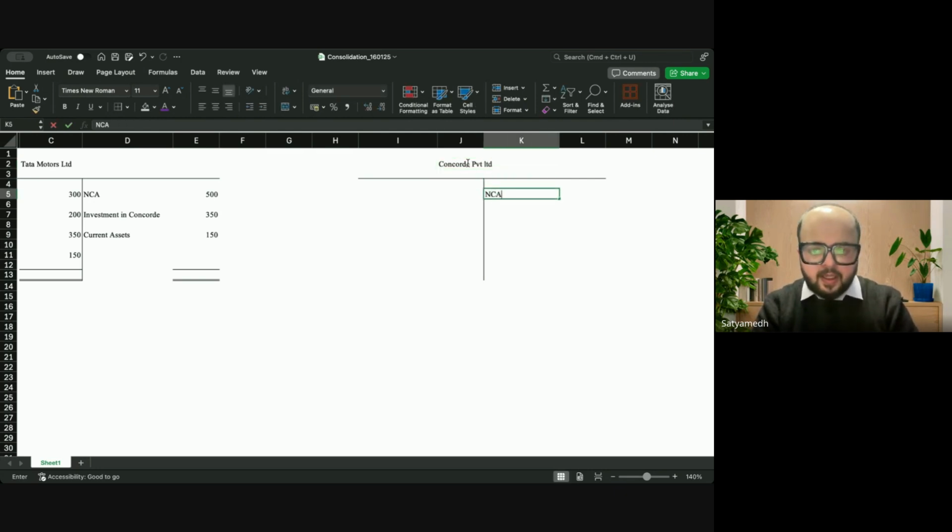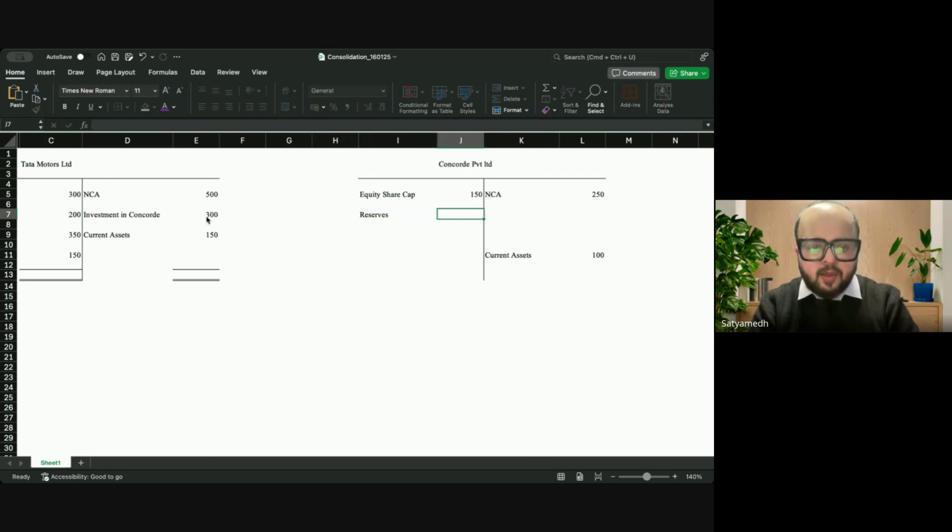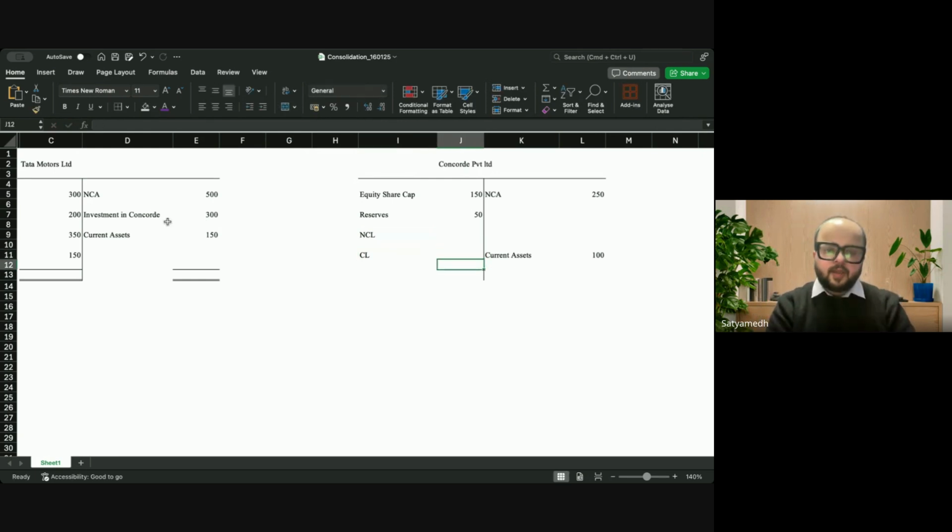On the asset side, again, let's keep it simple. Let this be 250. Let my current assets, NCA is non-current assets, let my current assets be 100. Let the equity share capital be 150. Reserves, let me make it 300 here. Let my reserves be 50. Then I have my non-current liability and my current liability.